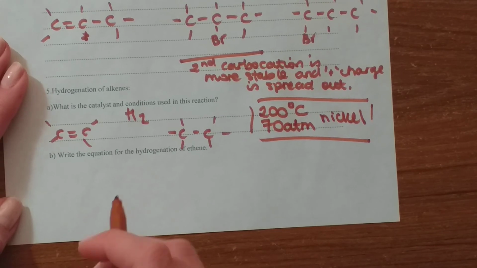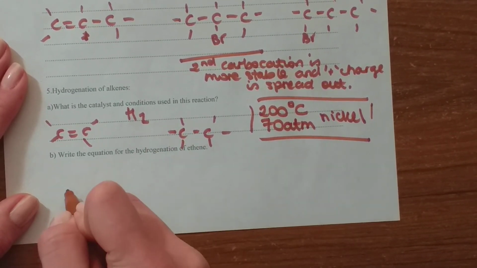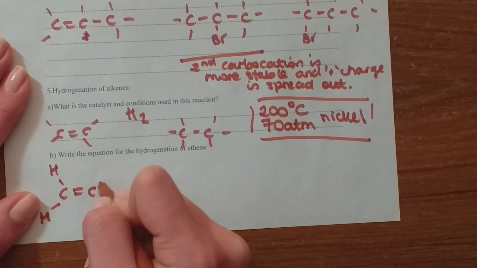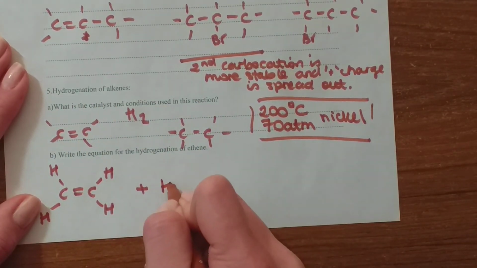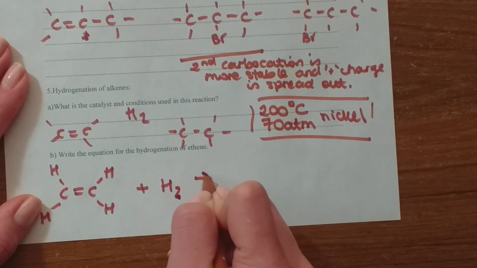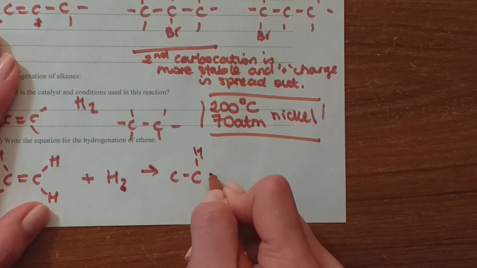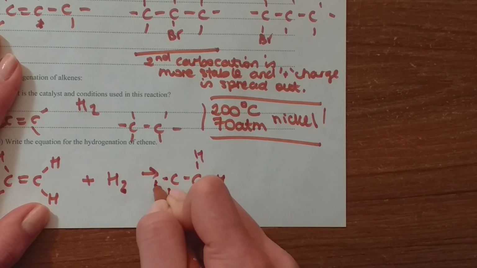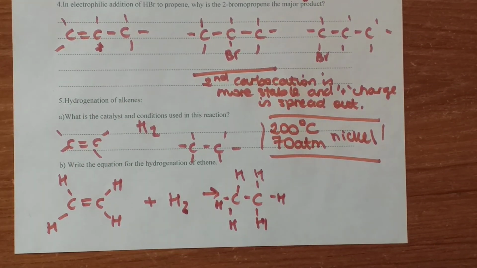And now we're asked to write the equation for the hydrogenation of ethene. This is basically what I did up there. So you had your ethene molecule. During hydrogenation, as the name suggests, you add hydrogen. And then you no longer have this double bond. You have a single bond because it opens and accepts this hydrogen molecule. And this is your equation.